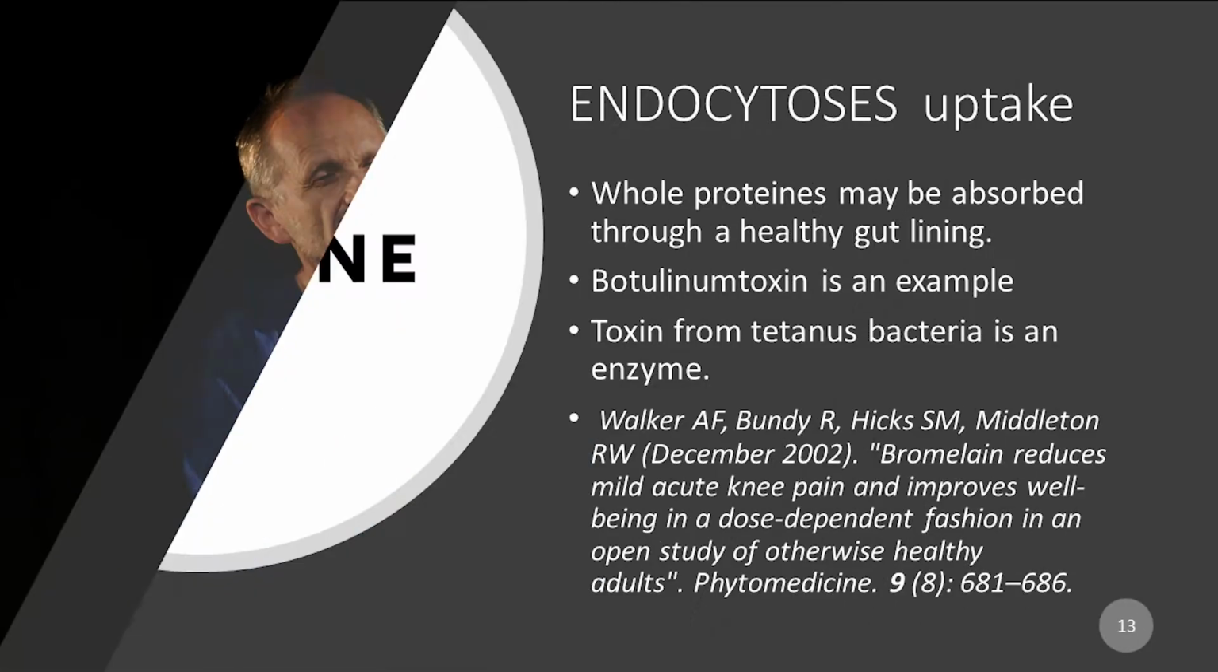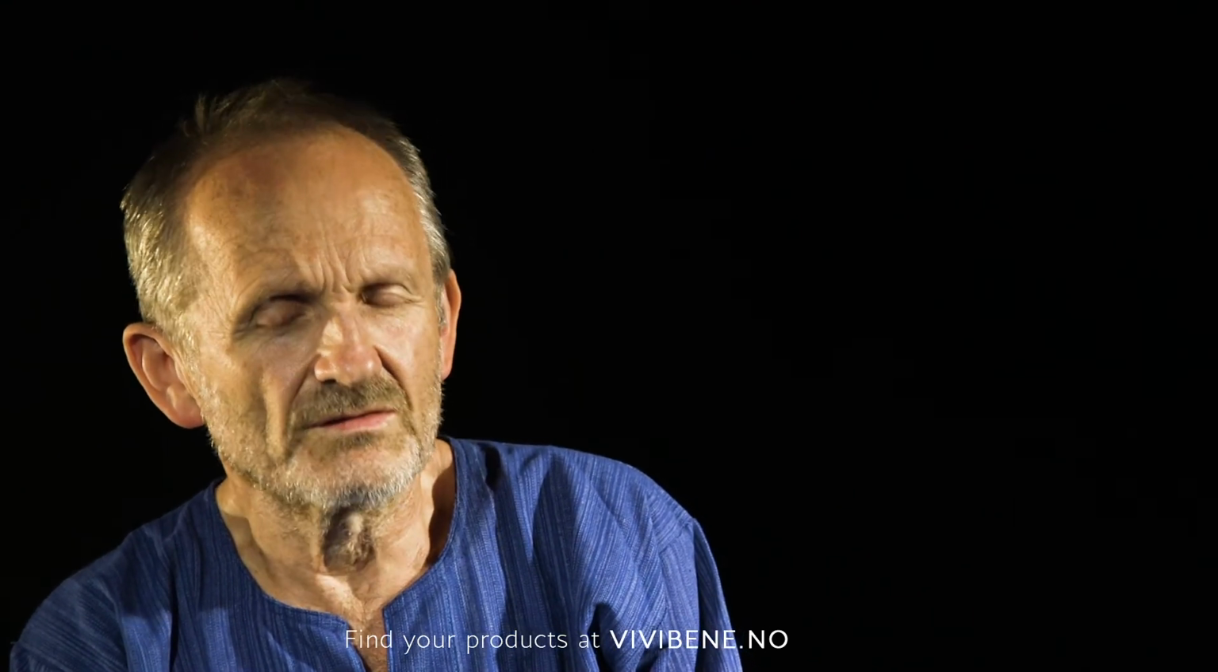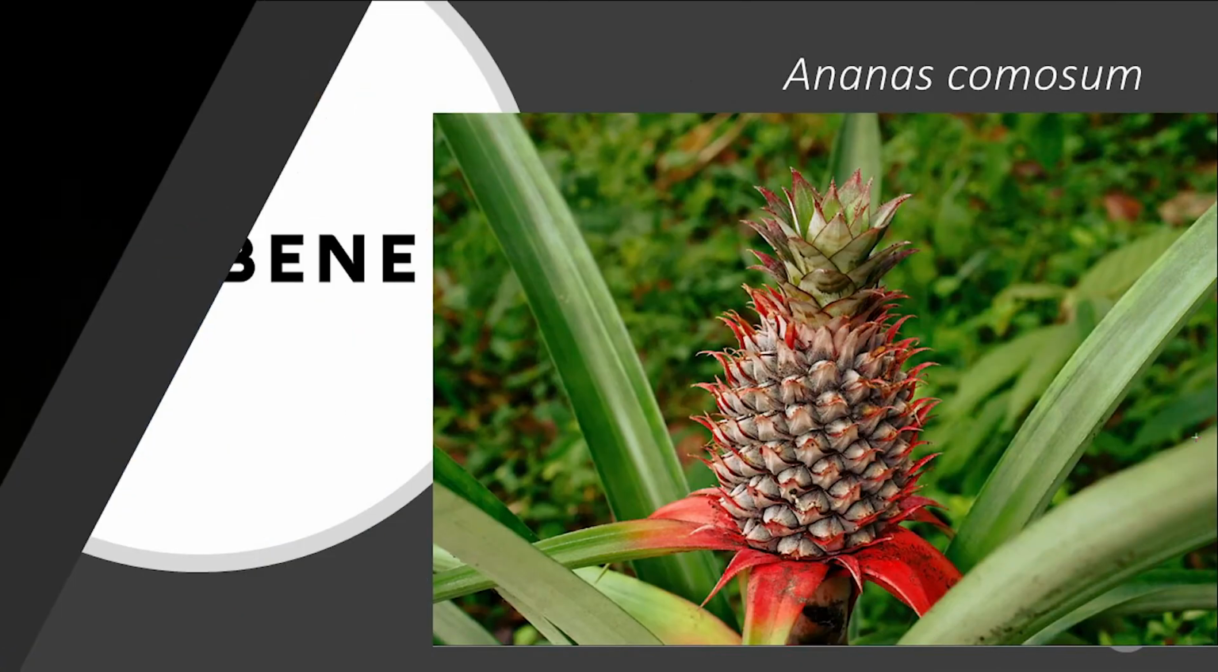Botulinum toxin, the deadly toxin from the botulinum bacteria, is a large protein that is taken up as a whole, and that's why it exerts its deadly effect. And the same goes for the toxin from tetanus bacteria, which is also an enzyme like zingibain. So these examples show that there's nothing special about these enzymes. It's a rather common natural effect or capacity of special enzymes or proteins. A well-known fruit, the pineapple, like a large pine cone, but with a lot better taste.